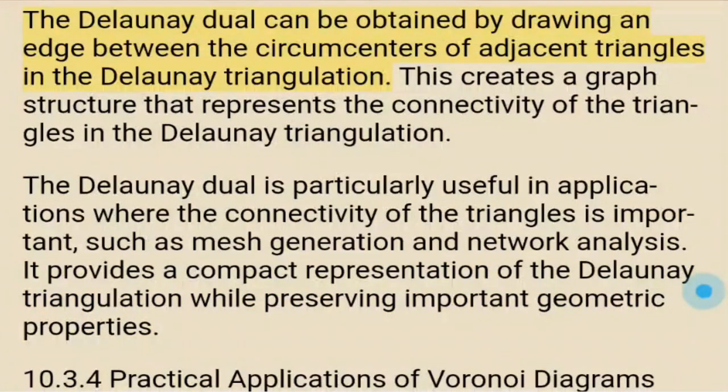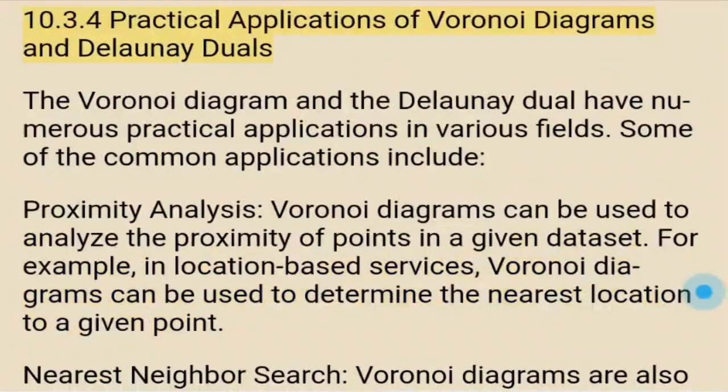The Delaunay dual can be obtained by drawing an edge between the circumcenters of adjacent triangles in the Delaunay triangulation. This creates a graph structure that represents the connectivity of the triangles in the Delaunay triangulation. The Delaunay dual is particularly useful in applications where the connectivity of the triangles is important, such as mesh generation and network analysis. It provides a compact representation of the Delaunay triangulation while preserving important geometric properties.